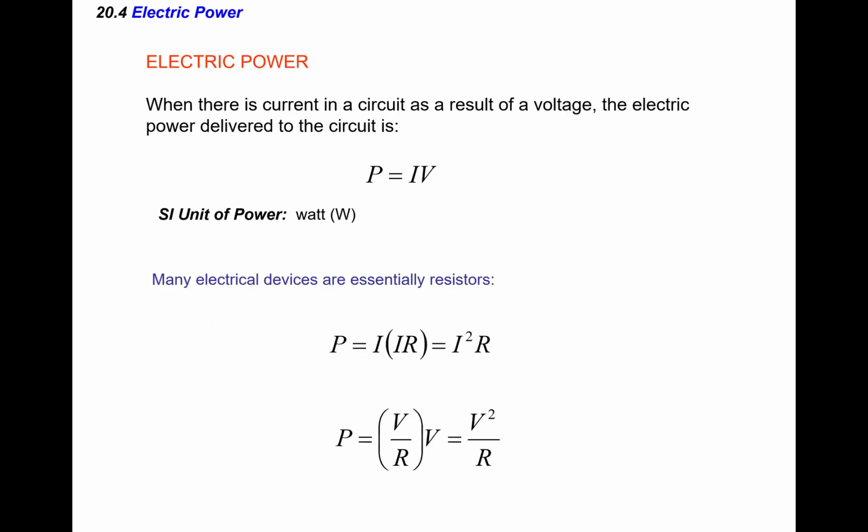And for electrical power, when there is a current in a circuit as a result of voltage, the electrical power delivered to the circuit is power equals current times voltage. And the unit for power is watts. And the power has different versions of the equation. Power equals I squared times R, and power also equals V squared over R. Okay.